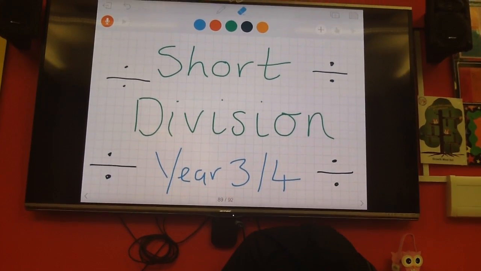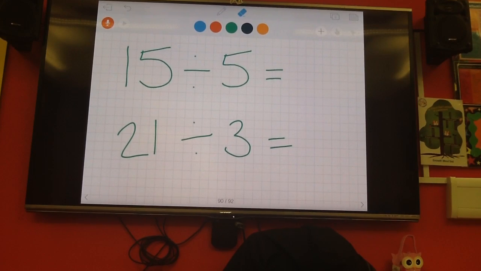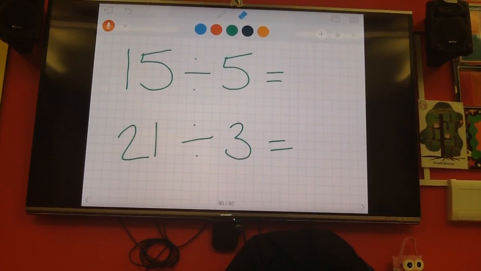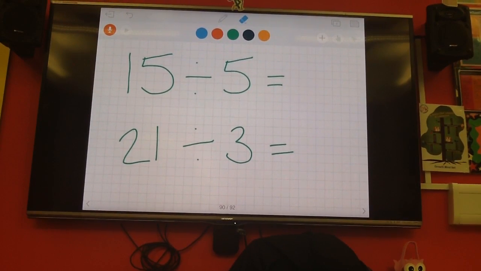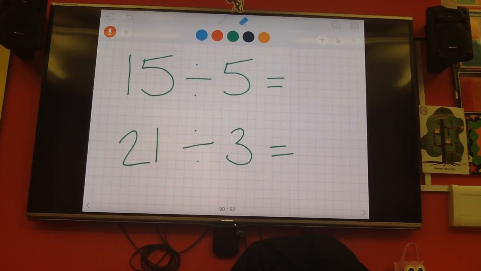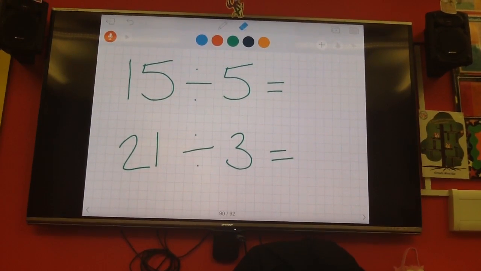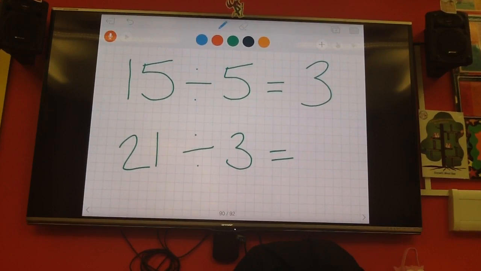Looking at division in year 3 and 4. In year 3, children often use the inverse, or the opposite, of multiplication to work out their division sums. So in the first sum, 15 divided by 5, the children would use their 5 times table to count up how many 5s there are in 15. So 5, 10, 15, there are 3 5s in 15.